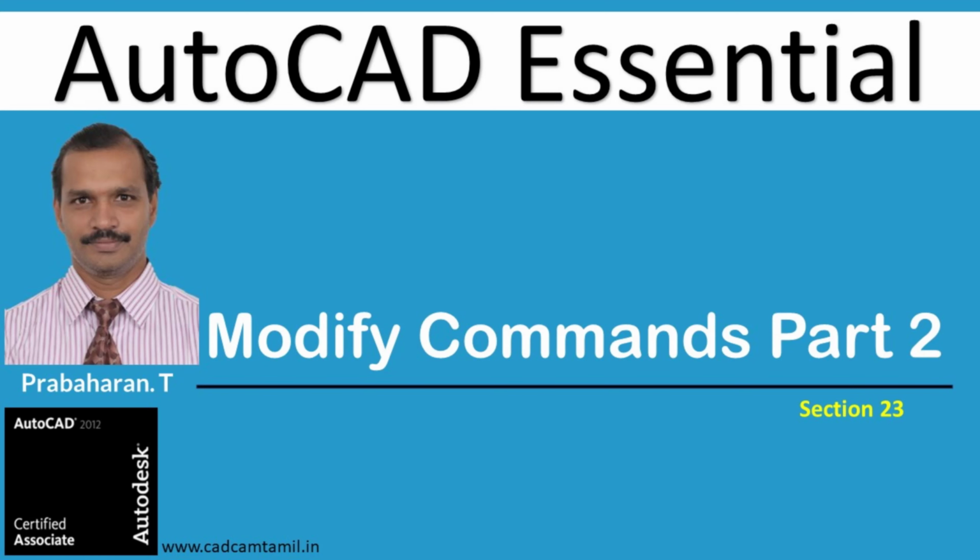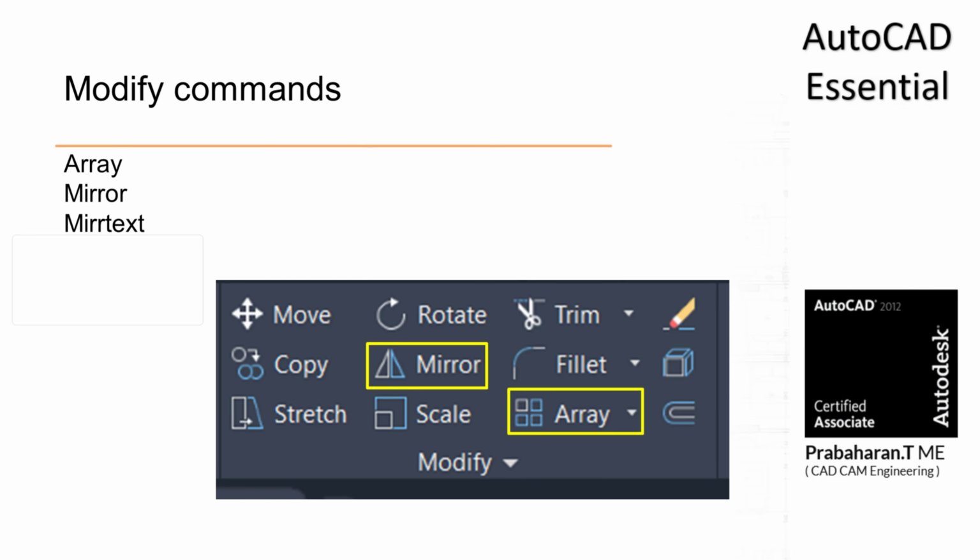This is session number 23. We are going to discuss modify commands part number 2. In this session, we are going to discuss array, mirror, and text. These commands you can access through the modify ribbon by clicking this mirror array icon.